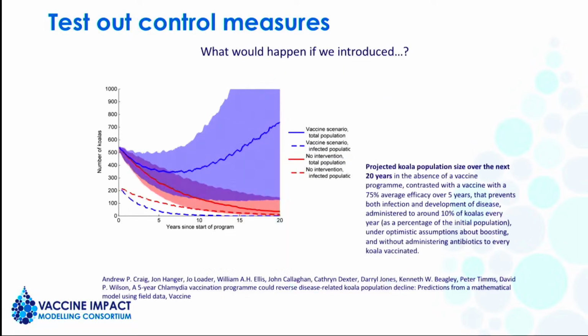And then finally, we can use models like this to project the potential benefit of an intervention. So here we've got two situations. We've got the blue showing a vaccine scenario for koalas, and we've got red where we've got no intervention. This is the number of koalas declining without any intervention, with some uncertainty.